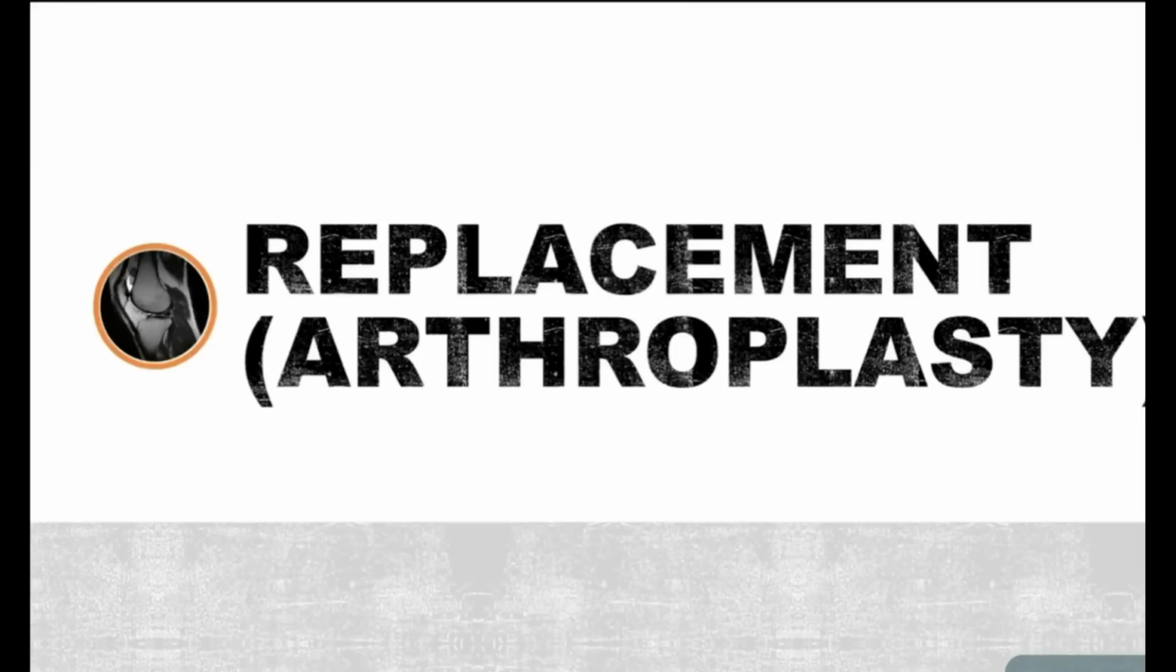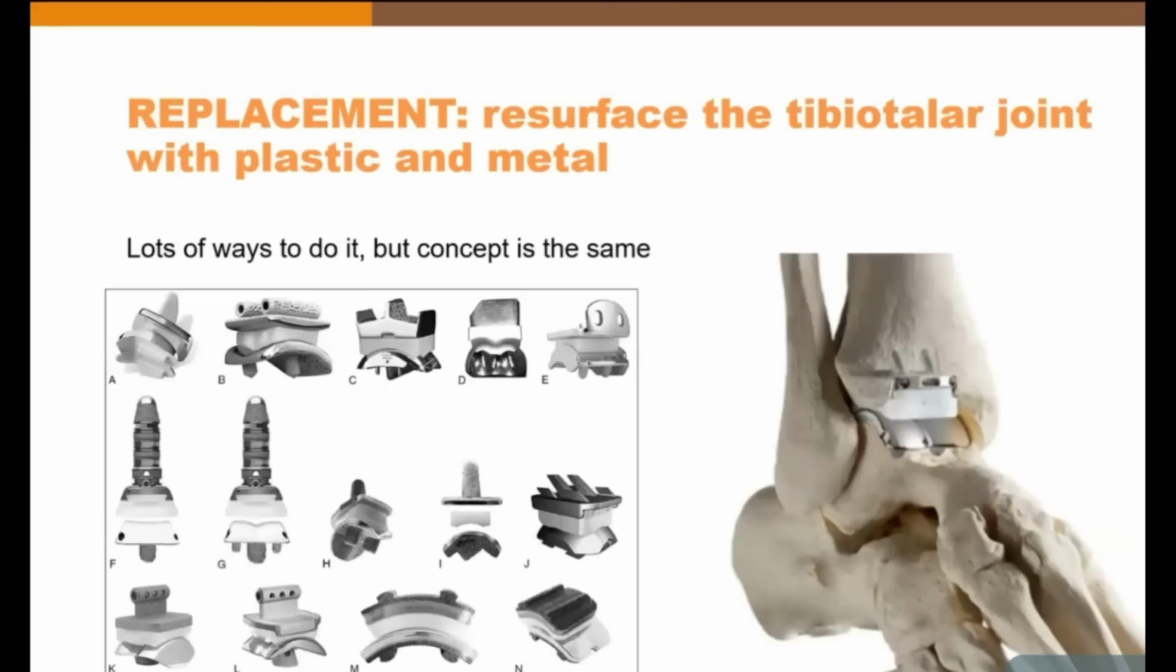So we're going to talk about replacement or arthroplasty in the second half of things here. The concept is the same as a knee replacement or hip replacement or shoulder replacement, which is that the affected joint is being resurfaced with metal and plastic to decrease pain and maintain as much motion as possible. There are various ways to do it, but the concept is the same, and they're all variations on a theme of having a metal resurfacing of the tibia and the talus, with plastic in between.